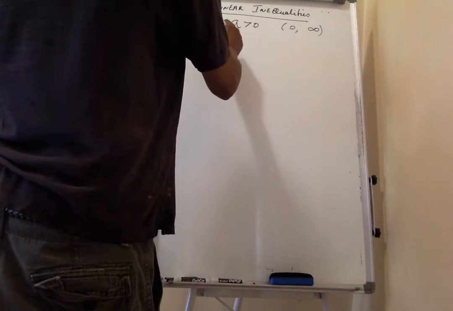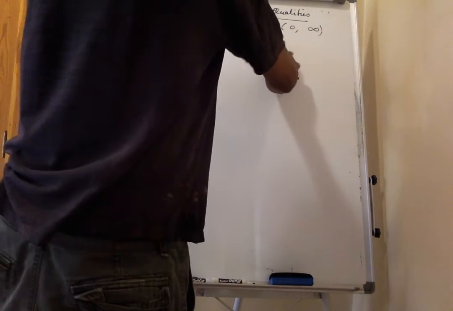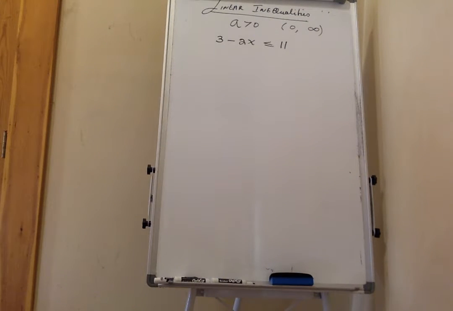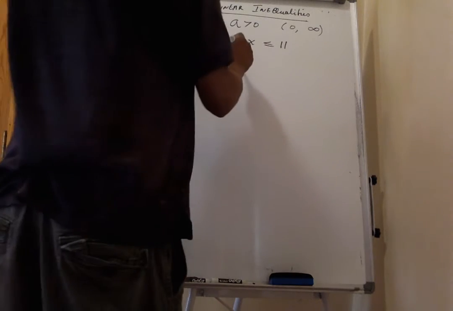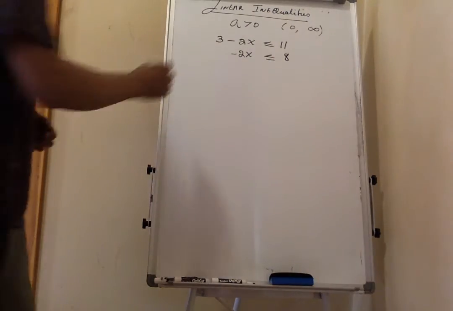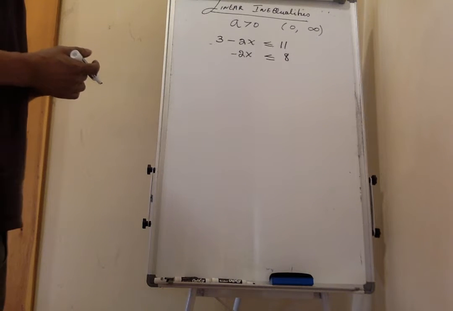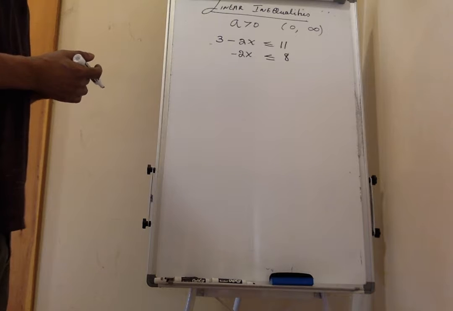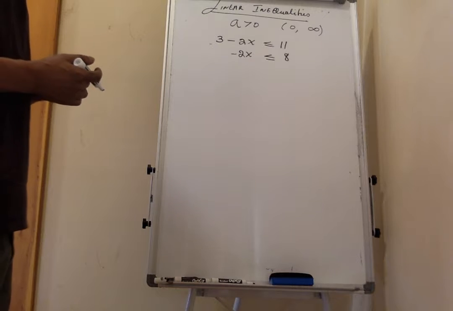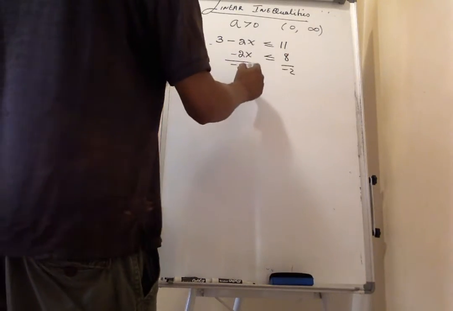So, let's do this. Suppose 3 minus 2x is less than or equal to 11. And then we want to find x. So you can say minus 2x is less than or equal to 8, right? So if you take away 3 from both sides. Now, if you are dividing it by a negative number, because we have negative 2x, we are going to change the inequality. So, you divide this side by negative 2, by negative 2, then x has to equal to what?